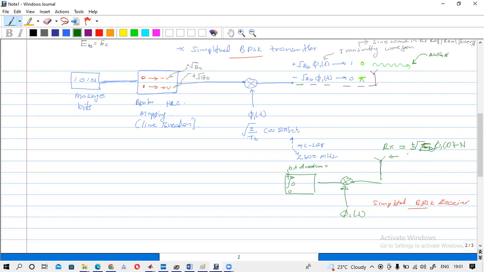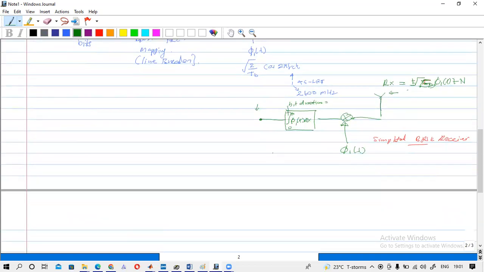What is the multiplied signal? phi 1(t) times Rx. This will be our multiplied signal. What is the output here? Can you guess? We will see. Another thing I forgot to tell you is that this is an orthonormal signal, not orthogonal. That means the energy of the signal will be equal to 1.